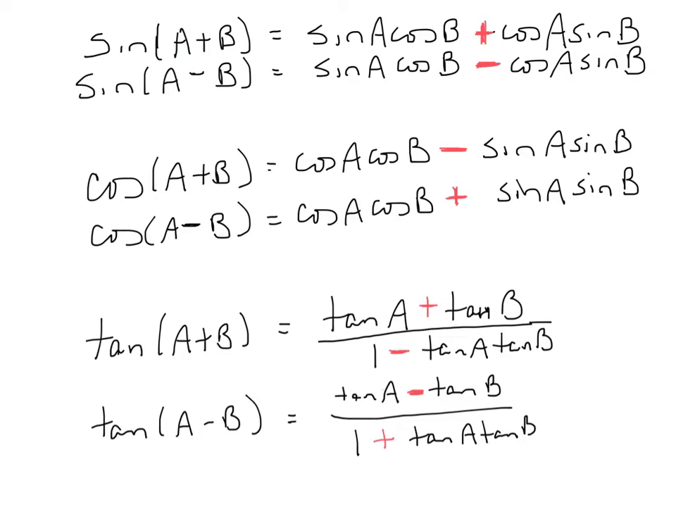So the pattern for the sine of either the sum or the difference is sine of A cos of B, cos of A sine of B. So there's a sine and a cos in each of the products, and then basically the angles just swap. So in the first product, sine of A, cos of B, so it's sine of the first, cos of the second, cos of the first, sine of the second. If it's the sum of the angles, you put a plus sign in there. If it's the difference of the angles, you put a minus sign in there. So it's pretty simple to remember.